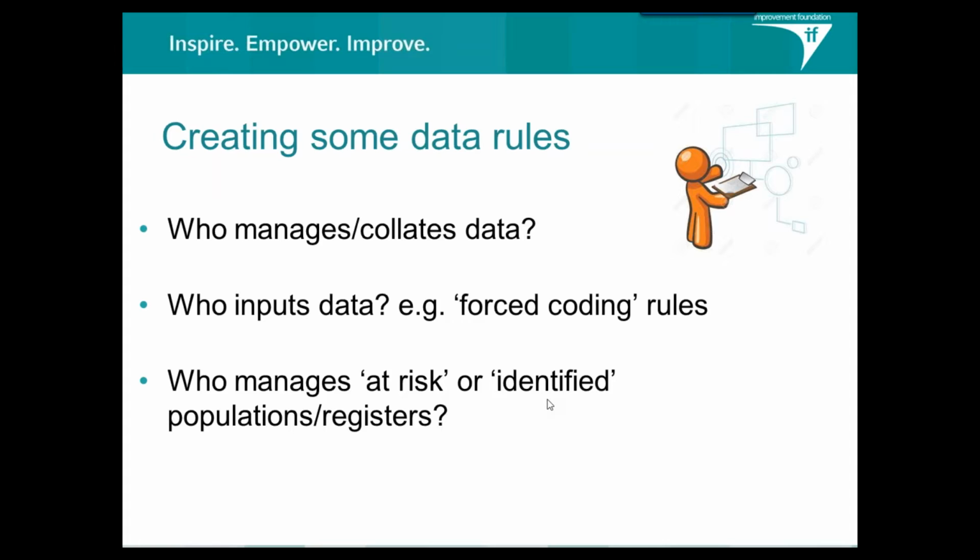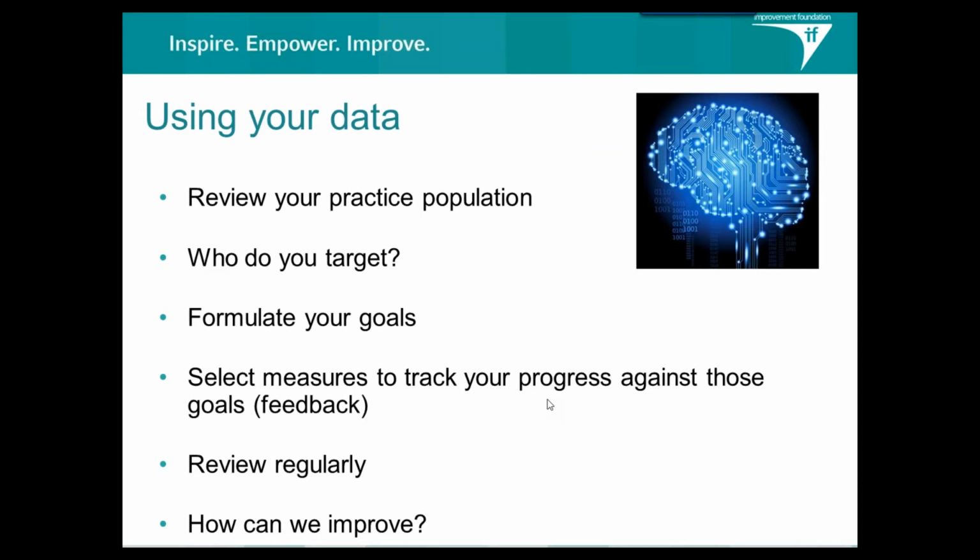So you need to decide who's going to manage and collate your data, who inputs it. Of course, the fourth coding rule means that all the GPs and practice nurses need to definitely get on board. And then who manages at-risk or identified populations or registers. We need for you to be reviewing your practice populations. Who are you going to target? So again, which chronic disease perhaps are you going to target to begin with?